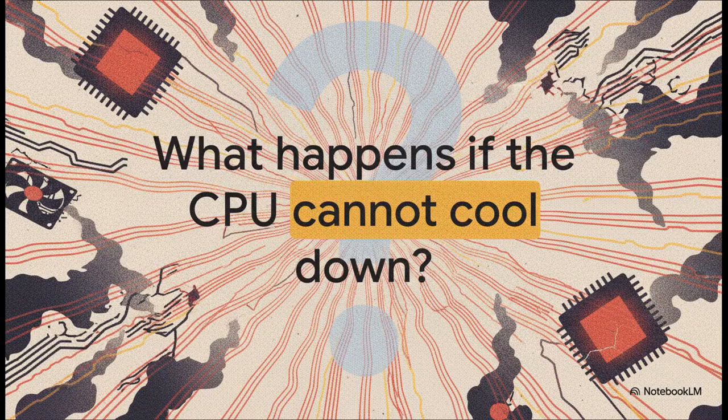But here's the catch. What happens if that heat has absolutely nowhere to go? The system doesn't just get a little sluggish. No, without a rapid cooling mechanism, that silicon will literally overheat and completely fail. Controlling this thermal energy isn't just a nice-to-have, it's a matter of absolute machine survival.